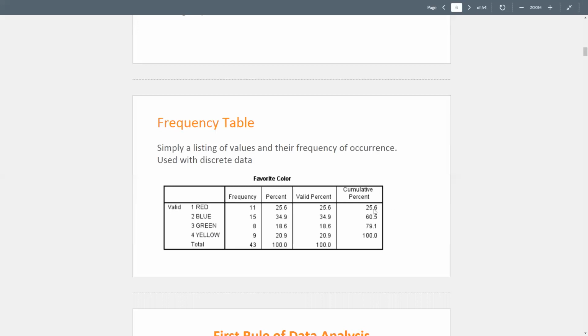The cumulative percent just adds that category plus every previous category. So you see the first category is always the same as the percent. The 60.5 would be if we added 25.6 and 34.9. That's what the cumulative is. And in the last category, the cumulative should always equal 100%.